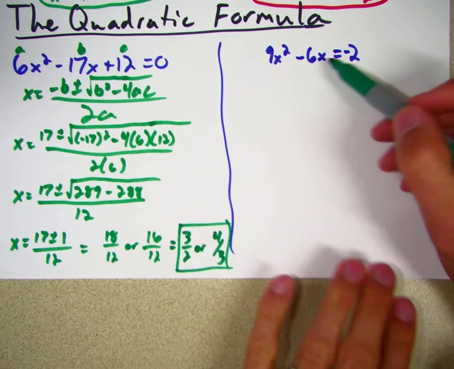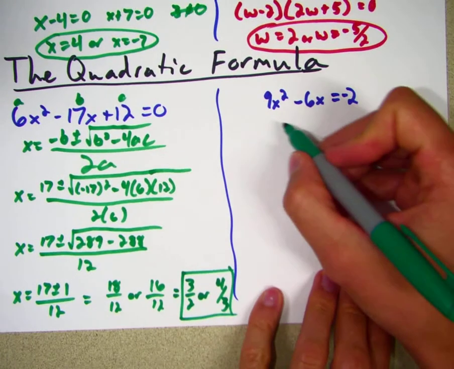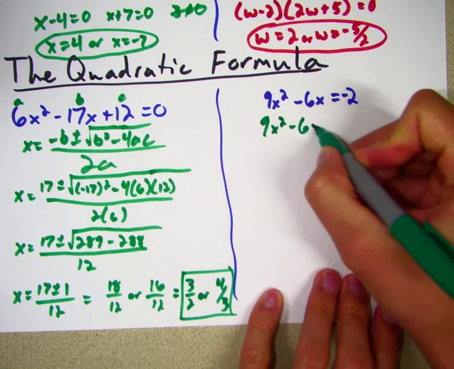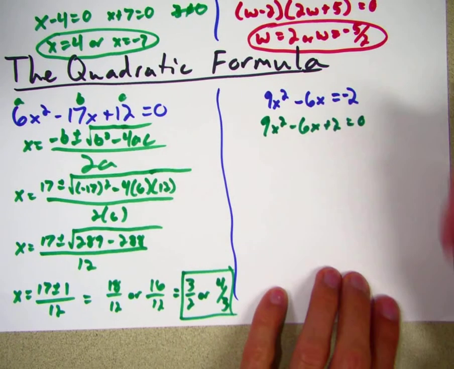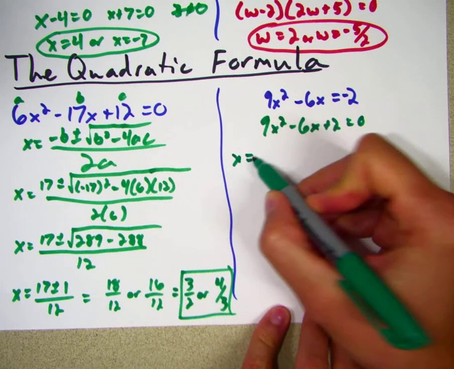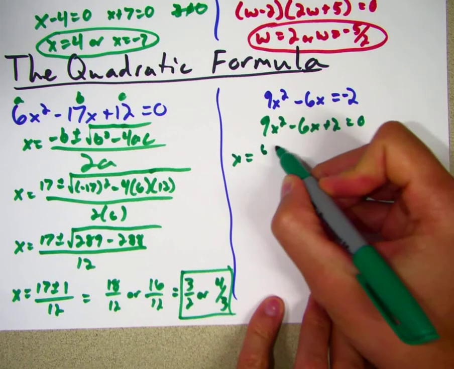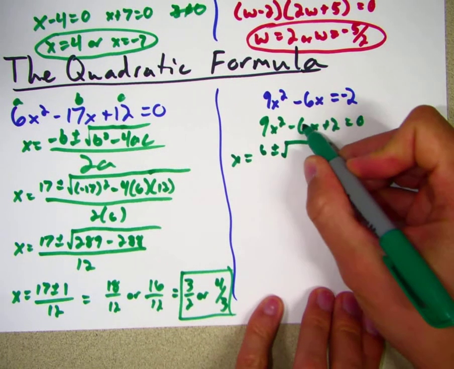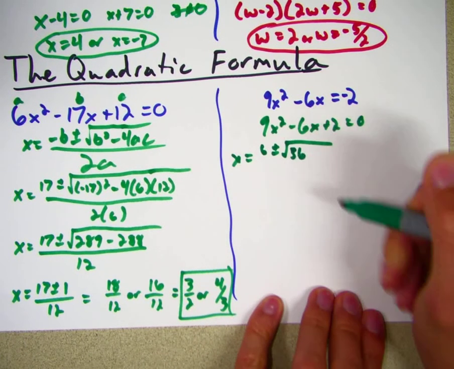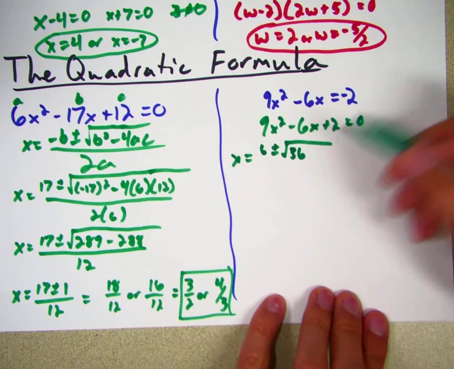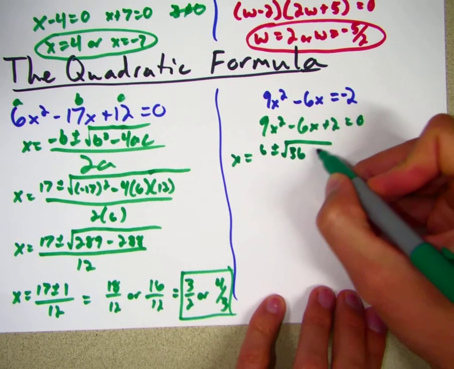This one right here, again, we got to get it set equal to 0. So we're going to have 9x squared minus 6x plus 2 equals 0. And now we can do the quadratic formula. X equals 6 plus or minus the square root of, this is going to be 6 squared, 36. It's always going to be positive. No matter if you have a negative here or a positive, when you square that number, it's going to be positive. So I'm just shortcutting a little bit.